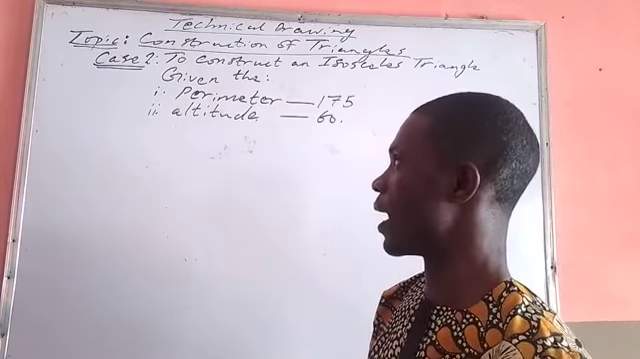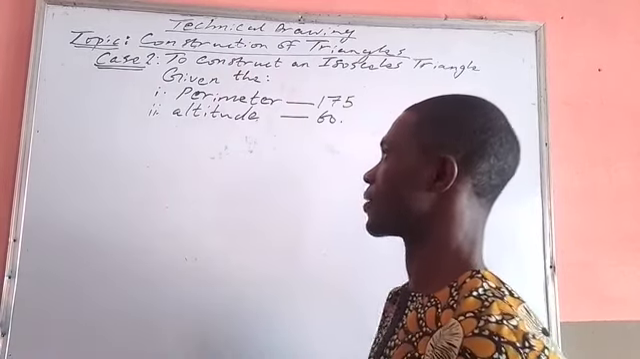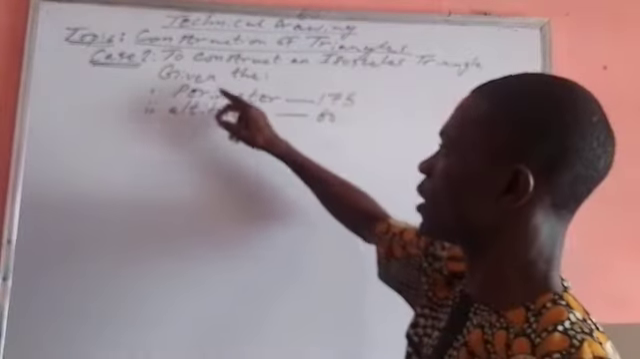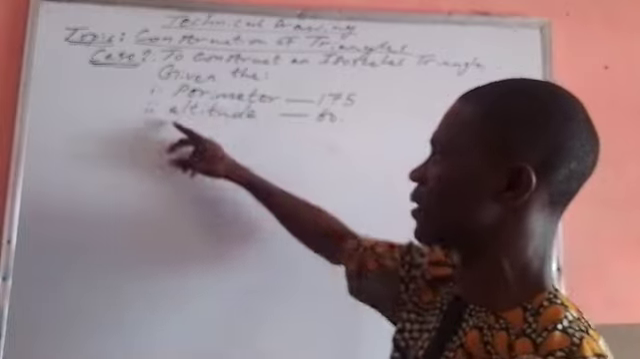Here we are still working on the construction of triangles as we look at case 1, and this is case 2. What we have to do is to construct an isosceles triangle given the perimeter and the altitude.